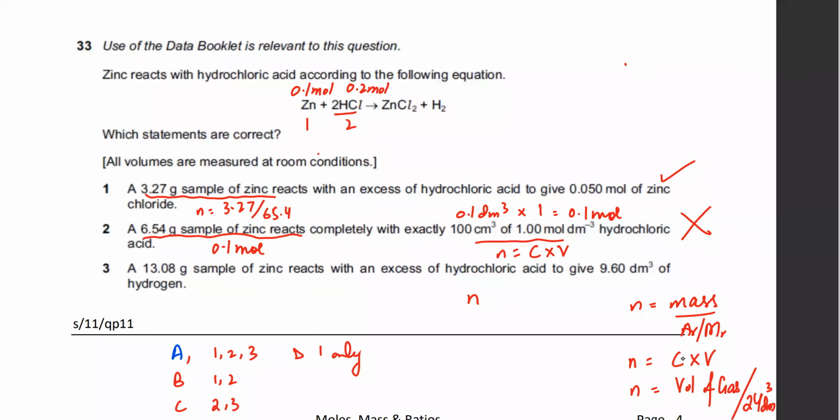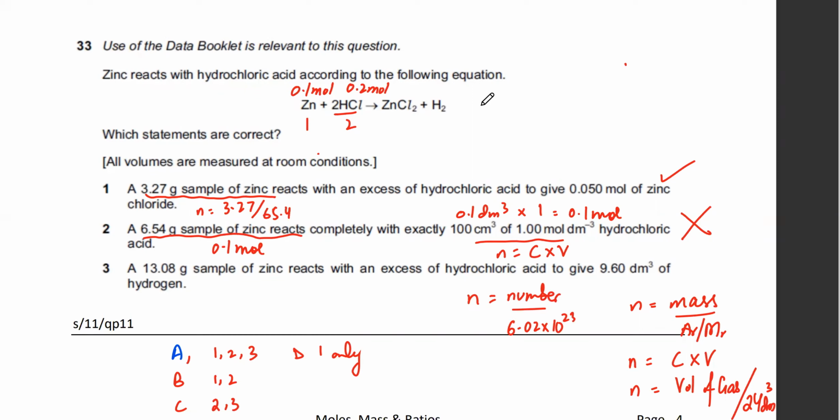There's another moles formula, which is the number of particles divided by the Avogadro's constant, which is 6.02 times 10 power 23. So it's the number of particles divided by the Avogadro's constant. So in total, you have these 4 moles formulas.